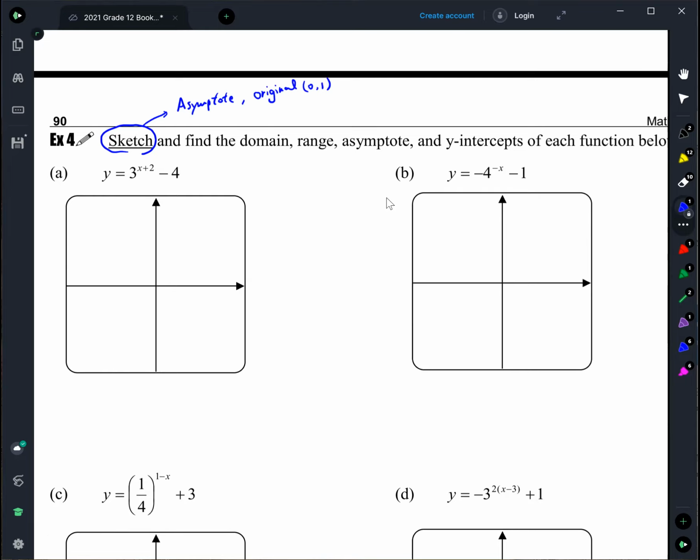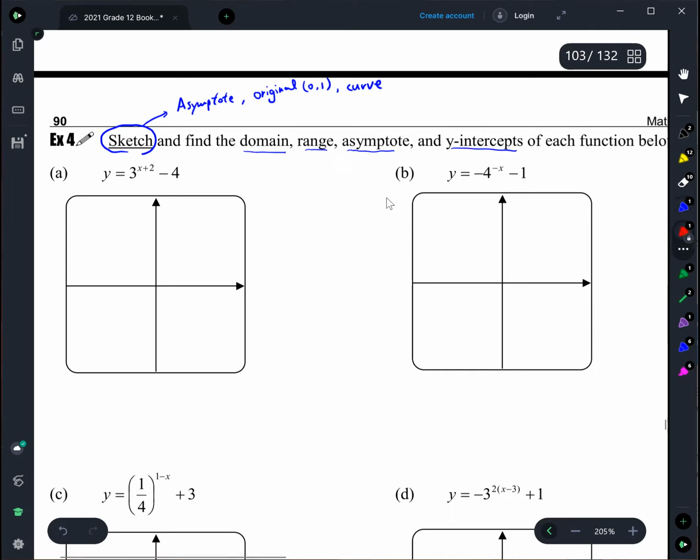And then of course, you show the curve. So you just need to show these 3 things when you're sketching the graph. You don't need a full 5-point table of values. Do not use tables. And then once you get a sketch, we're going to answer these things: domain, range, equation of the asymptote, y-intercept. So a total of 4 things: 1, 2, 3, 4.